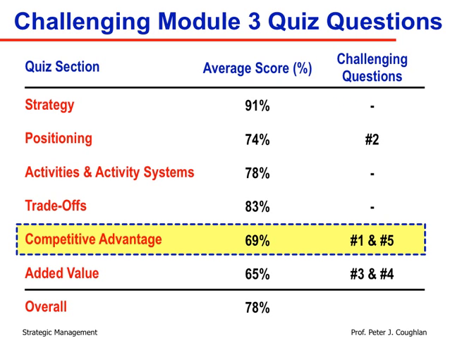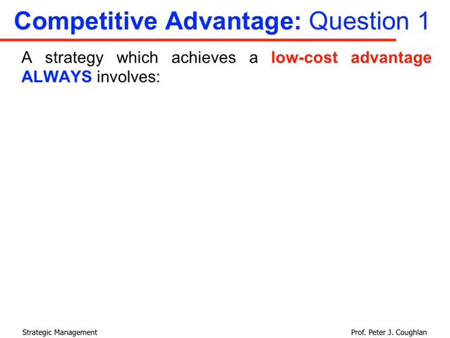So that, again, was the only question in the first 4 sections of the quiz that was problematic, and the other 4 challenging questions were in the last 2 sections. The 5th and second to last section was on competitive advantage, and there were 2 questions there, number 1 and number 5, which presented some difficulties.